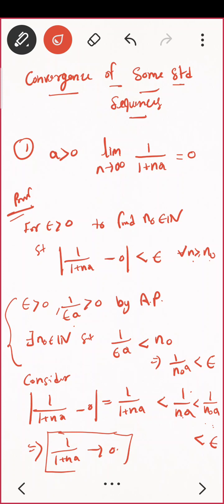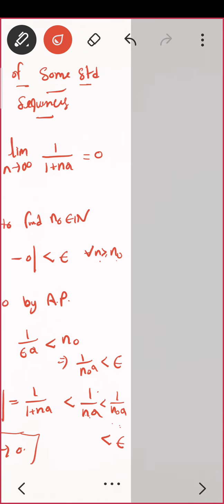Let us do the second standard sequence. The first was easy to see, because if n appears in the denominator, it is going to be 0. Let's do the second one. If 0 is less than b is less than 1, then the limit as n tends to infinity of b raised to n is equal to 0. This is what we want to prove.